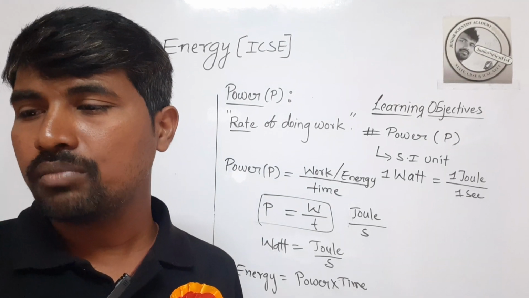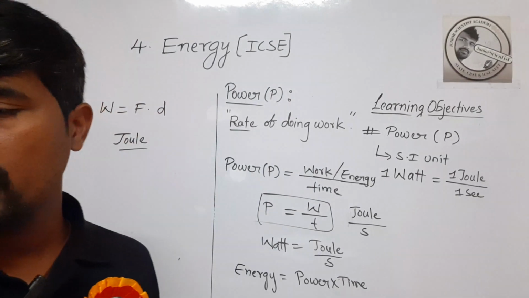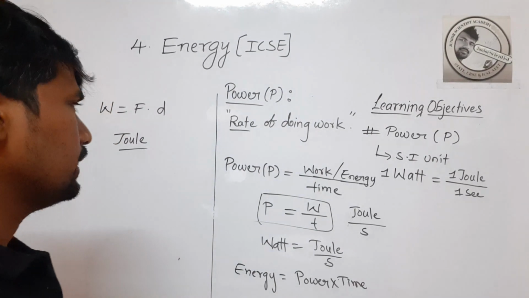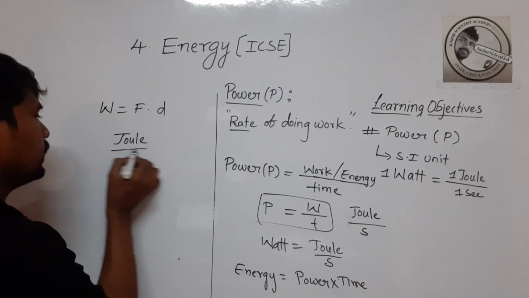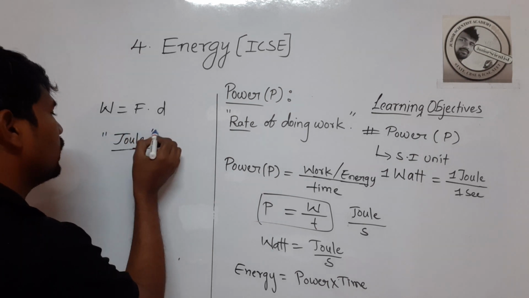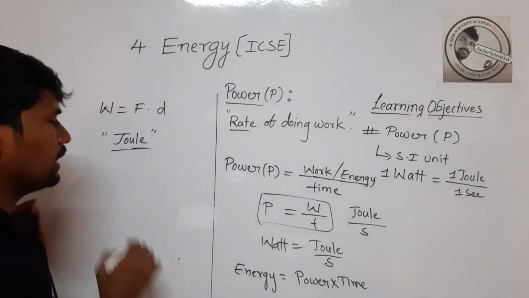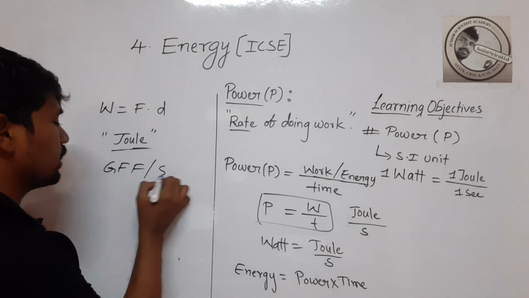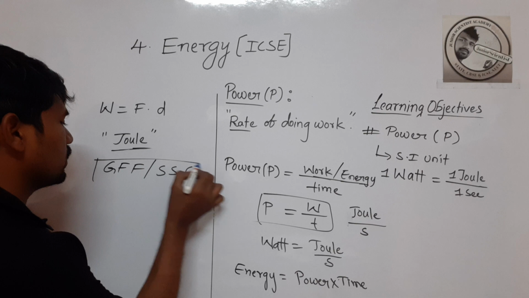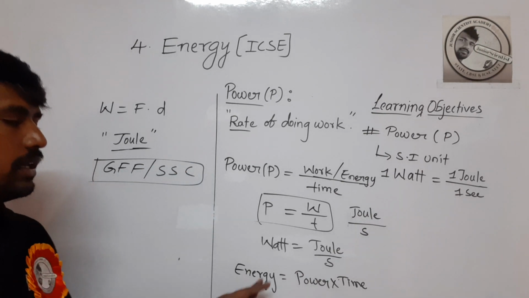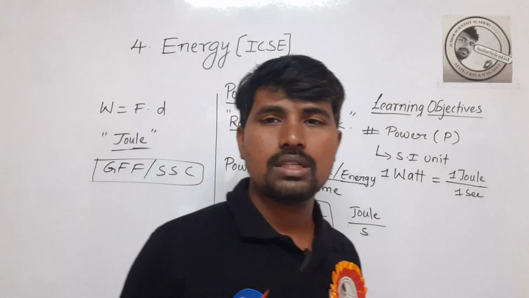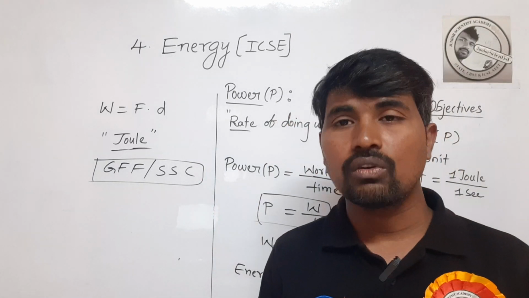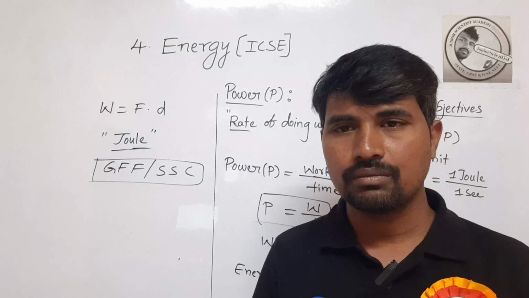It is very simple. As I told you, GFF SSC: given, find, formula, like that you have to do it. What is given, what is to be found, and then substitution, simplification, conclusion. In this way, by using SI units, you identify the concerned physical quantity from the question.